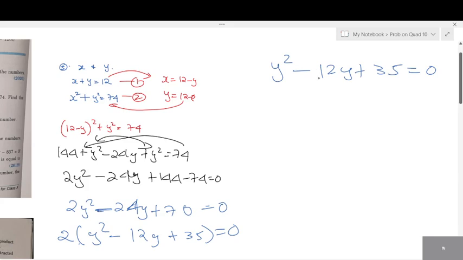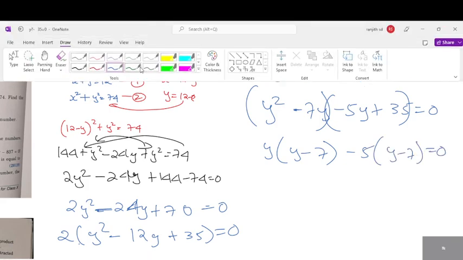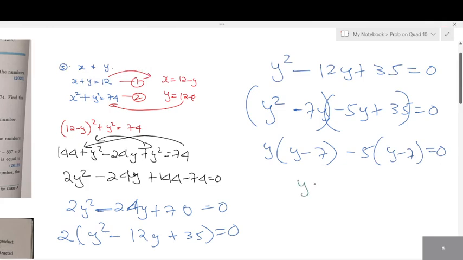Now we have 35, and you need 12. So you can use normal factorization: minus 7y minus 5y. 7 and 5 will give 12y, and plus 35 is equal to 0. Factorize this: y into y minus 7, minus 5 into y minus 7 is equal to 0. So for now we are just finding the values of y. From this you'll get y is equal to 7 and y is equal to 5. Both are positive.